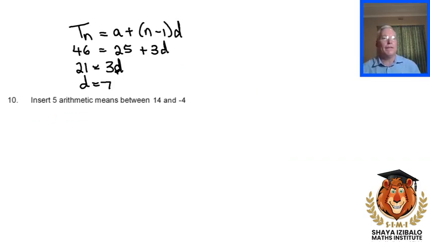Right, let's look at this one. This time we're putting 5 arithmetic means in between. So we've got our first number here, 14. Then we're going to have 5 numbers: 1, 2, 3, 4, 5, and then finally our last number of -4.